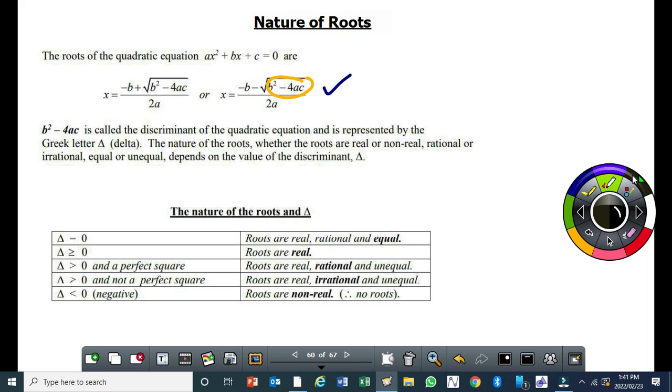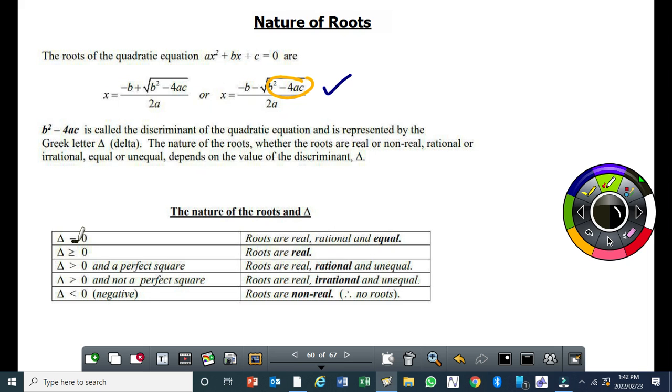if delta is equal to 0, in that case, the discriminant will be 0, therefore you get two roots that are equal, and both roots will be real numbers, and they will be rational as well. So that's the case when delta is equal to 0.